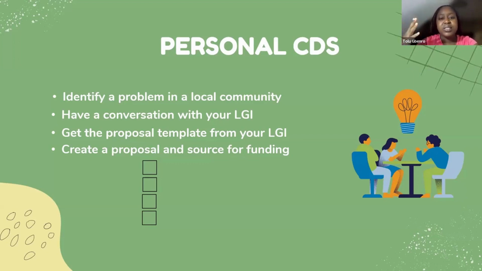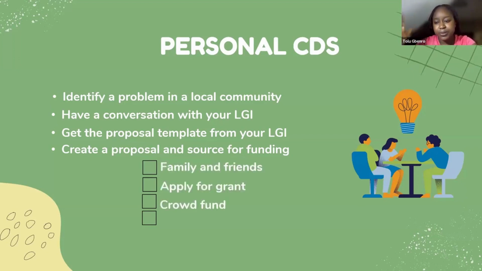Then when you have gotten this information from your LGI and you know what you want to do, create a proposal and source for funding. So you want to create an actual proposal. This proposal may be similar to the template the LGI has given you, but it has to be a professional proposal. Where do you get funding from?